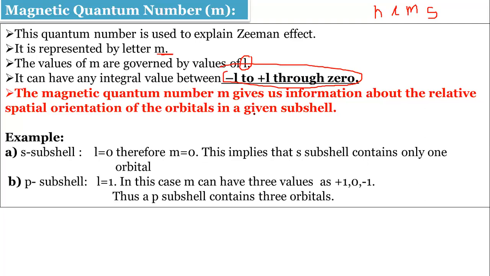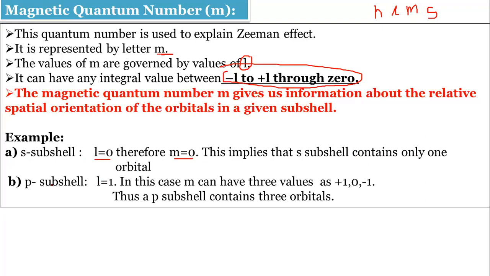The principal quantum number tells in which shell the electron is present. The azimuthal quantum number indicates in which subshell the electron is present. This magnetic quantum number denotes in which orbital, whether it is present in px, py, or pz. It shows the exact orbital, and the spin quantum number denotes how the electron is spinning. So here the values are given for the S subshell. For the S subshell, l is equal to 0. Therefore m will be 0 again. So there is only one orbital.